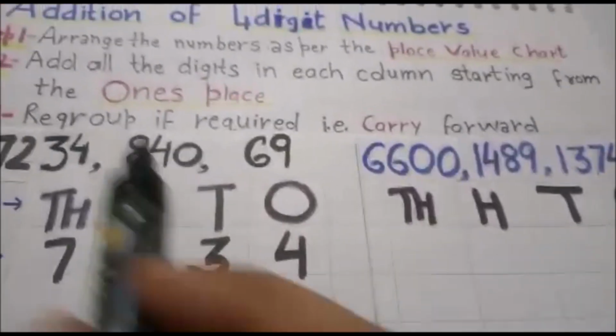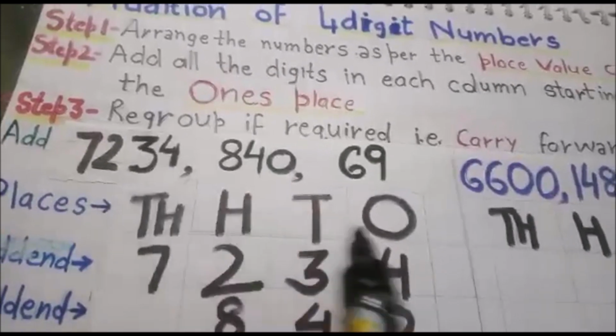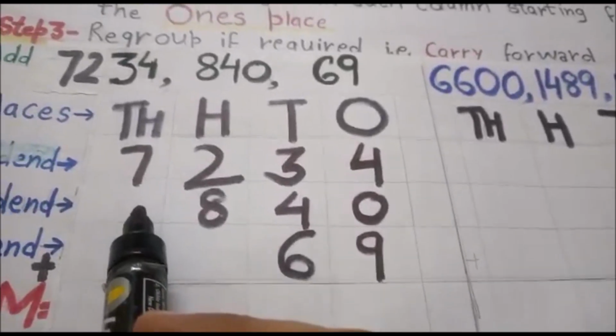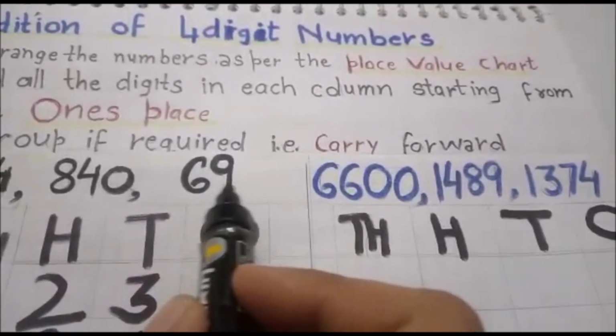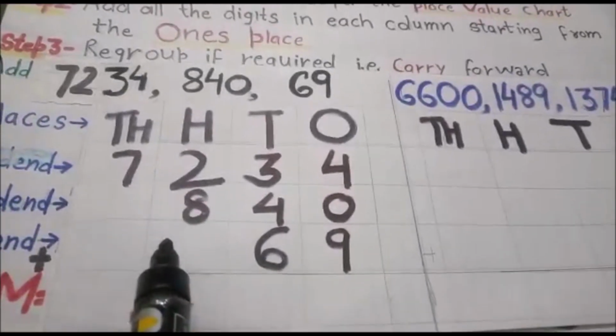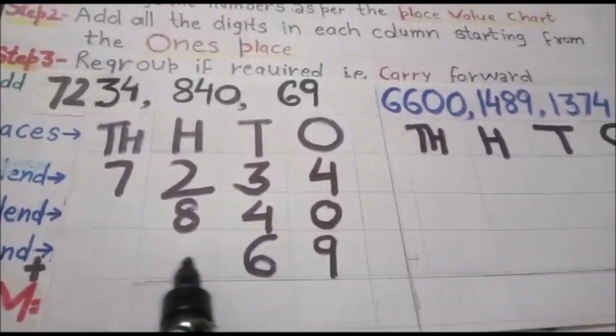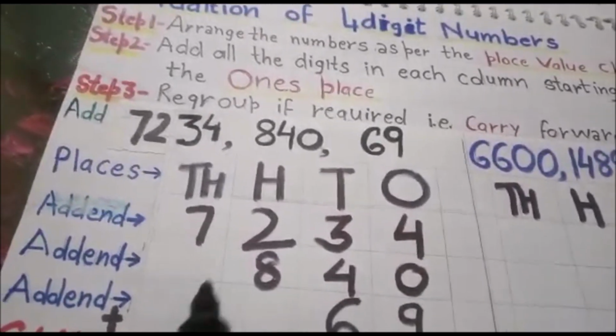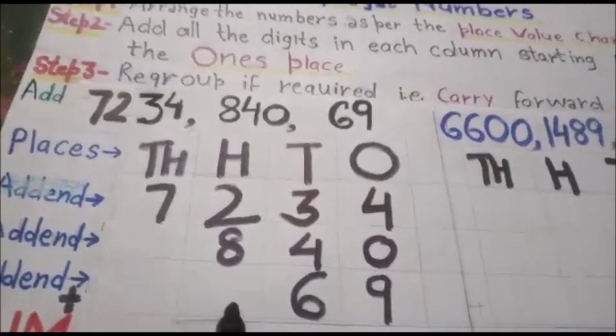See students, as this is a 4-digit number, that means all the 4 places have been filled. This is a 3-digit number, that means thousand place will be left vacant. And this is a 2-digit number, that means only ones and tens place will be filled and hundred and thousand place will be left vacant. Now it's your choice, you can write 0 over here or you leave these places as it is.